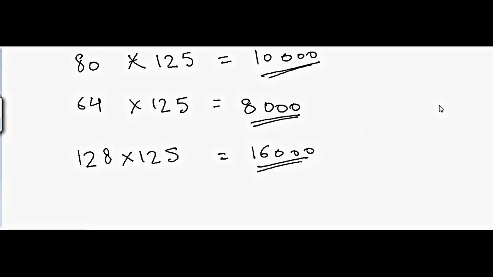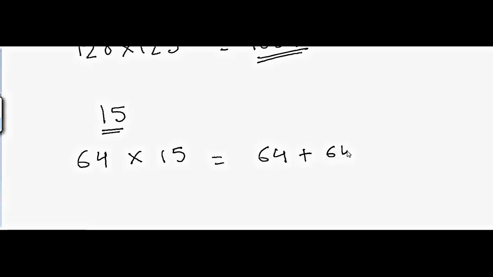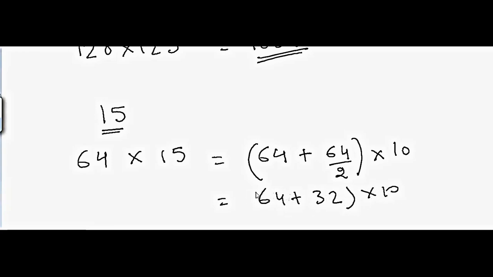So now let's go to multiplication by 15. In case of 15, this is a little different. Suppose we have 64 and want to multiply it by 15. In this case, what I will do is I will take 64 and then I will add 64 divided by 2 to it, and then multiply by 10. So that will be equal to 64 plus 32 into 10, and that's equal to 960, right? So let's do it quickly.